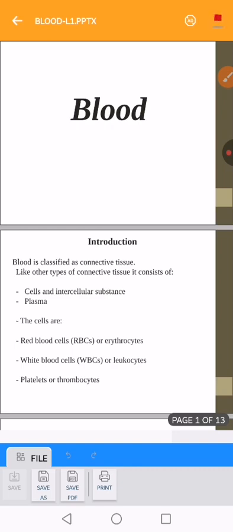What are these cells in the blood? Anybody know what these cells in the blood are? We have three types of cells. We have red blood cells, or the other name, erythrocytes. We have white blood cells, or leukocytes, and we have platelets, or thrombocytes. Those are the only three types of cells in the blood.